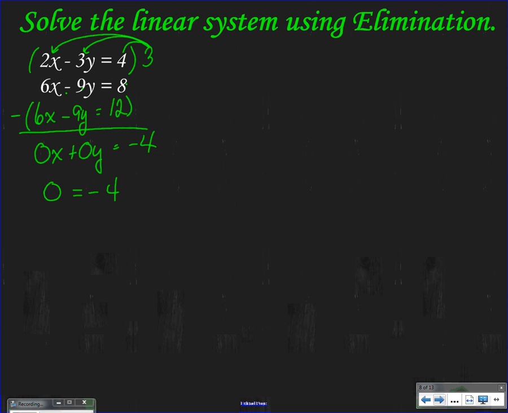Does 0 equal negative 4? Well, no, it doesn't. 0 cannot equal negative 4, ever. So what type of solution do we have? We don't have a point this time, so this is either going to be no solution or infinitely many solutions. It's either the same line, or they're going to be parallel. So because 0 cannot equal negative 4, we have no solution.